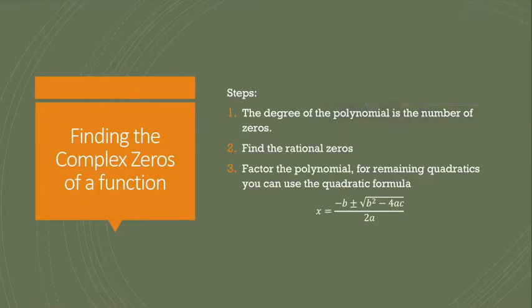Right, class, so let's talk about the steps to finding complex zeros of a function. The first thing we want to know, and it's a theorem we learned in the last section, is that the degree of the polynomial is the number of zeros. Our step one is going to be to find the rational zeros. We're going to factor the polynomial for the remaining quadratic, and we can use the quadratic formula to find our complex zeros. So let's work through a couple of examples.